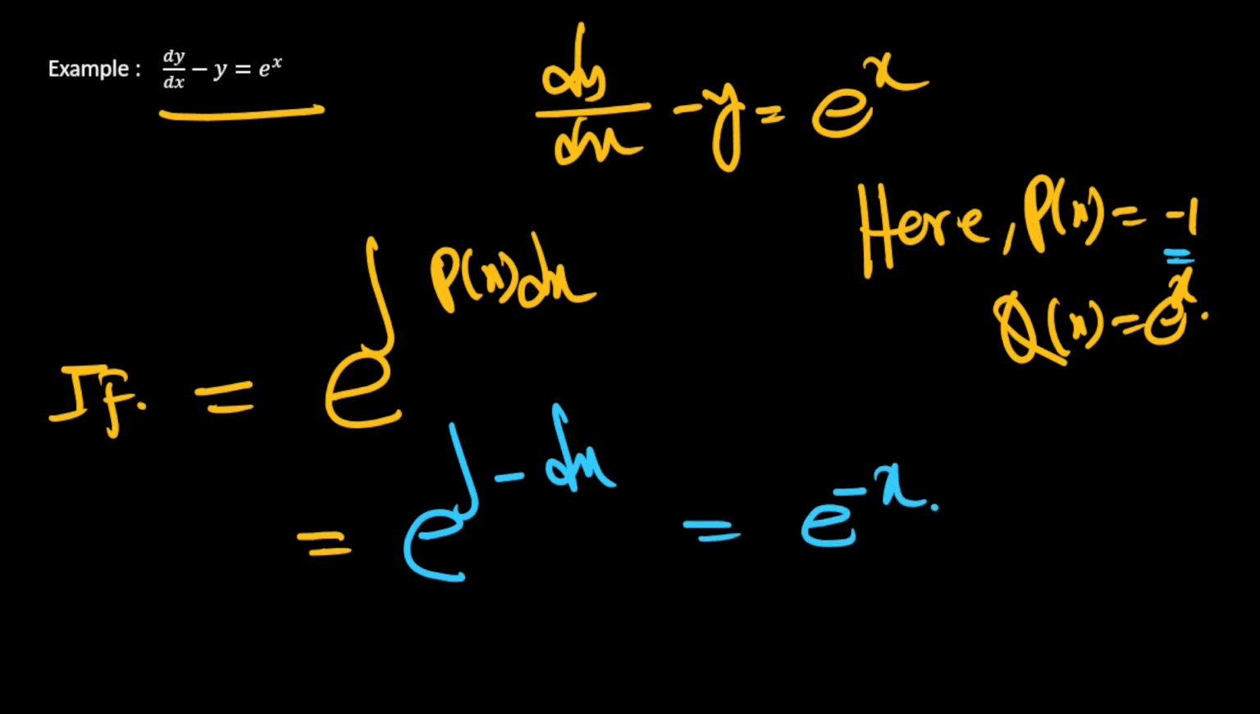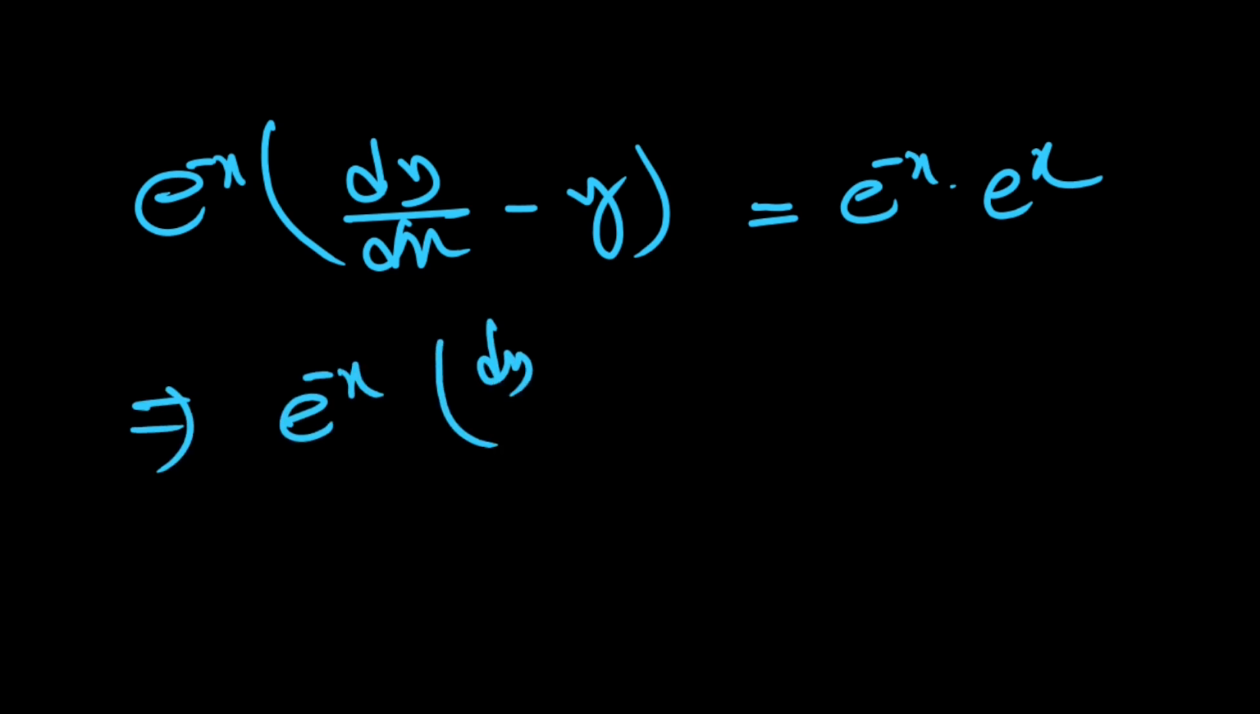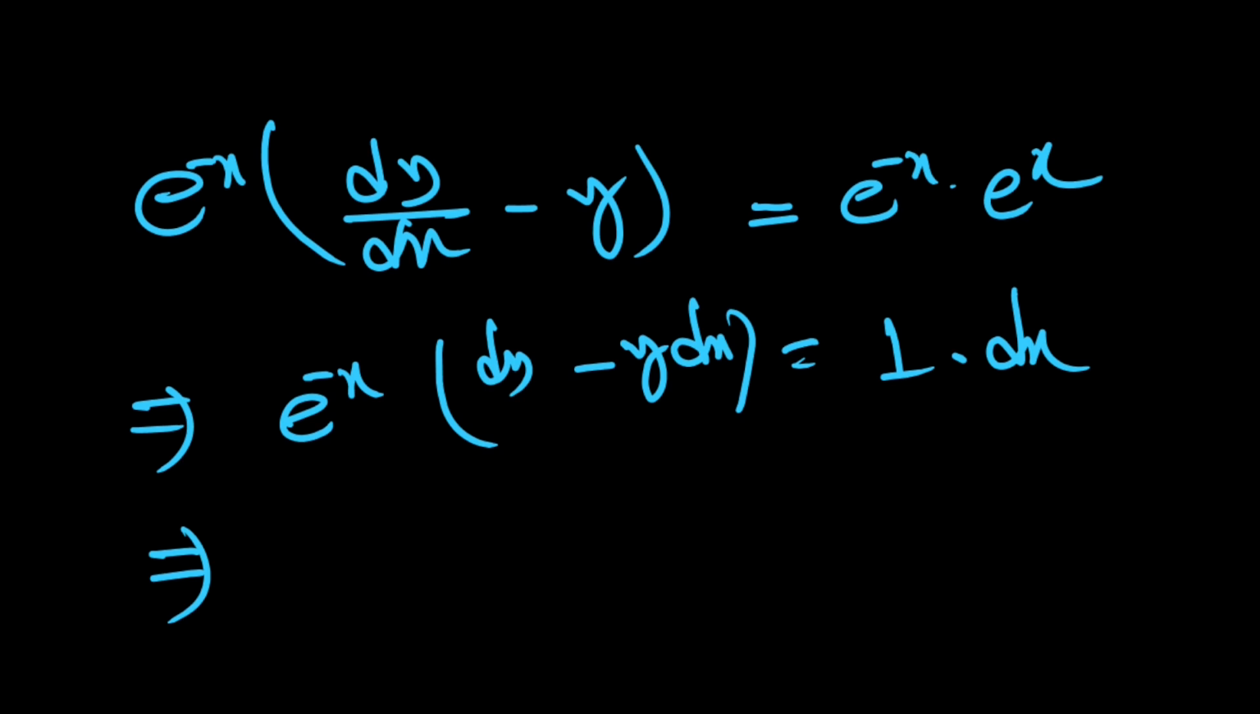The second step is to multiply the integrating factor with the whole differential equation, so that is e to the power minus x multiplied by the whole differential equation dy/dx minus y is equal to e to the power minus x into e to the power x. So this implies e to the power minus x dy minus y dx is equal to 1 into dx. Therefore, this term we can easily write as d of e to the power minus x into y.